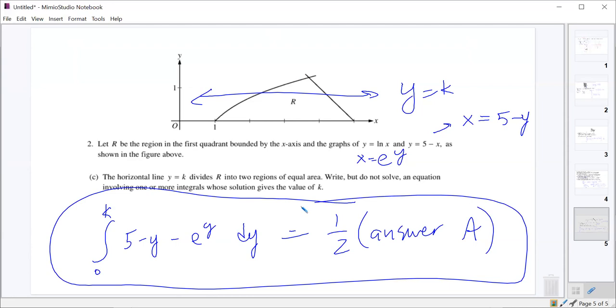Could I say that like the integral from 0 to k minus the integral from k to the intersection point is 0 since they're the same? Sure, that'd be fine too. Okay, cool. Thank you. Yep.